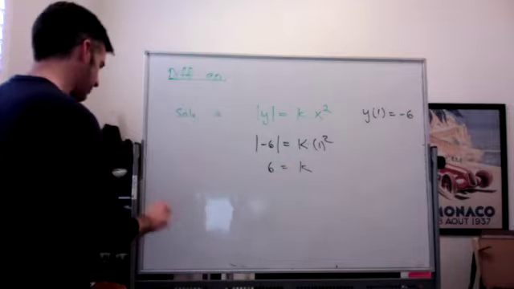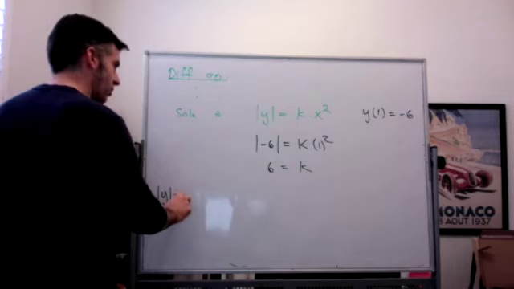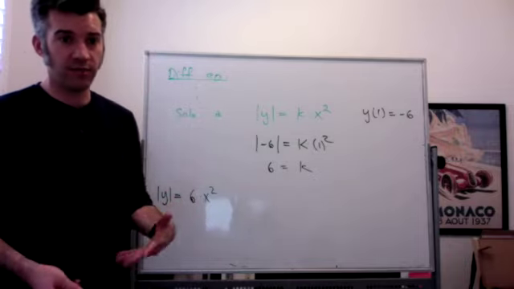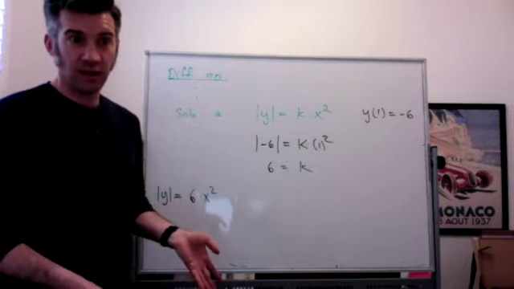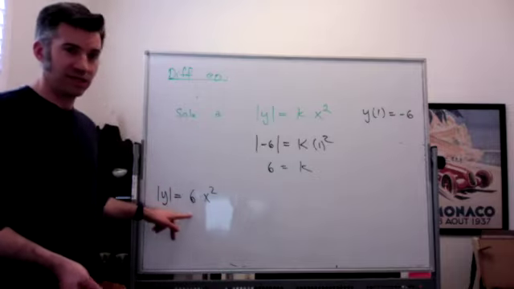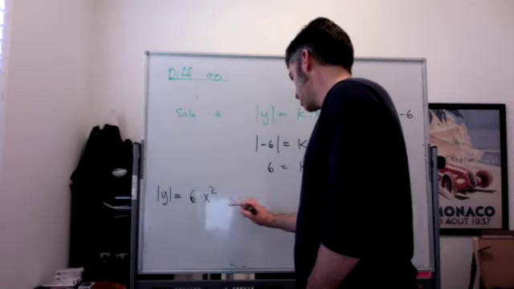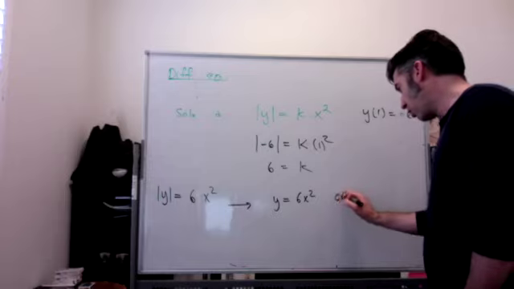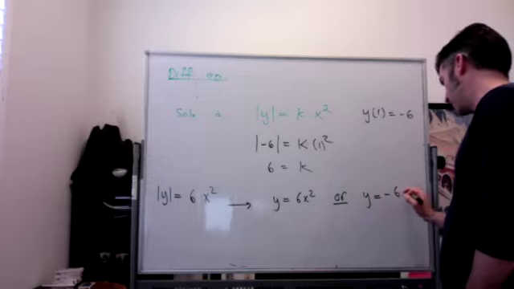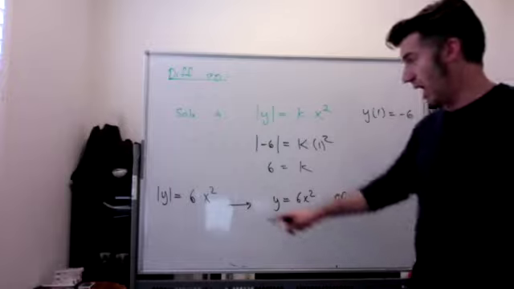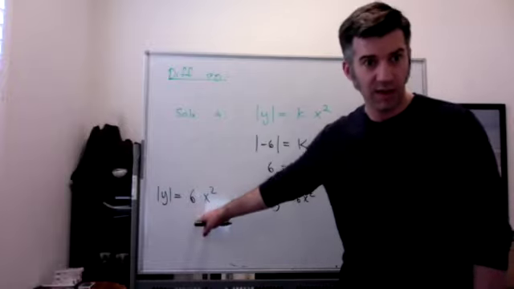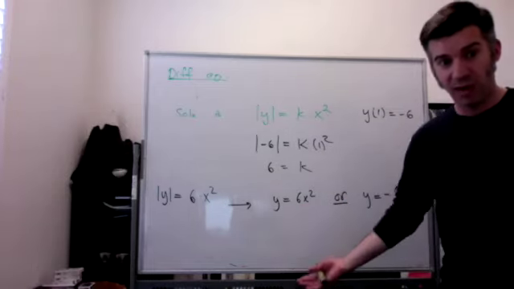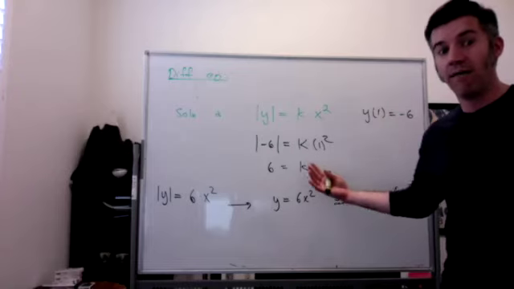So here's my solution. We've got the absolute value of y equals 6 times x squared. But now here's the thing. y is supposed to be a function of x. So if the absolute value of y is equal to 6x squared, it means either y is equal to 6x squared or y is equal to -6x squared, right? Because the absolute value of 6x squared will be 6x squared. The absolute value of -6x squared will be 6x squared. And it can only be one of them. It can't be both because it has to be a function, right?